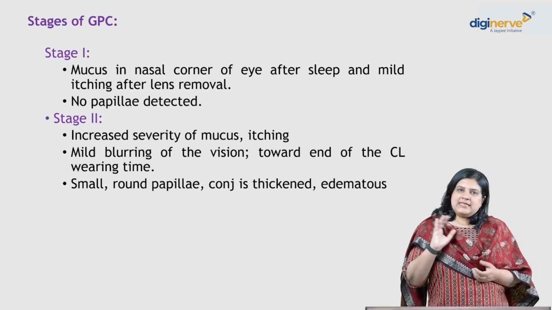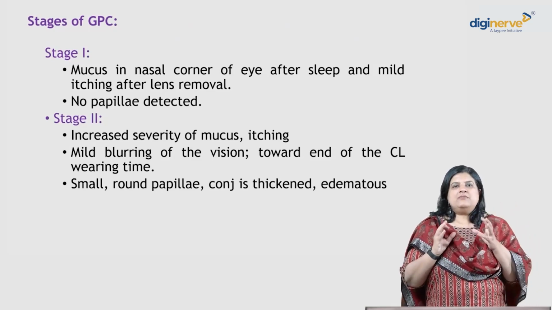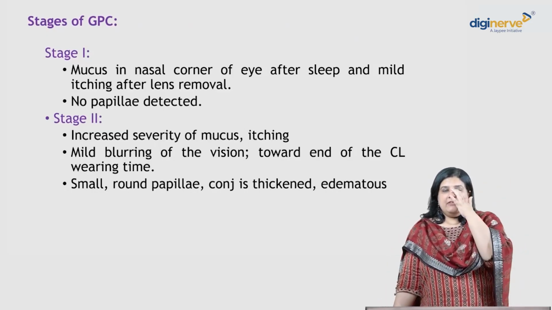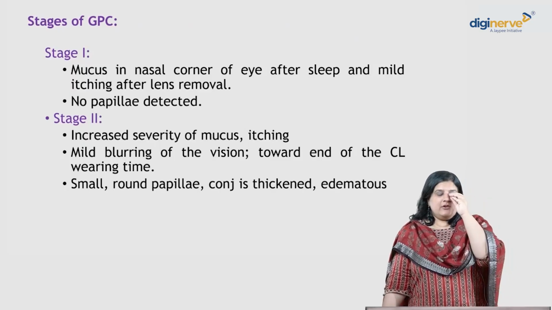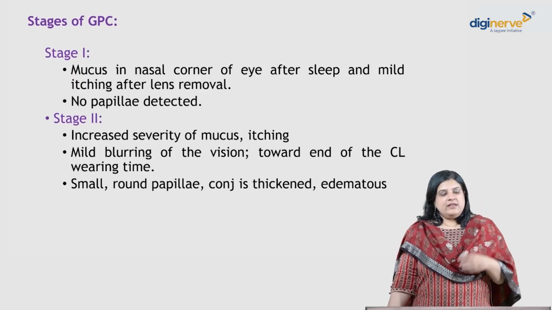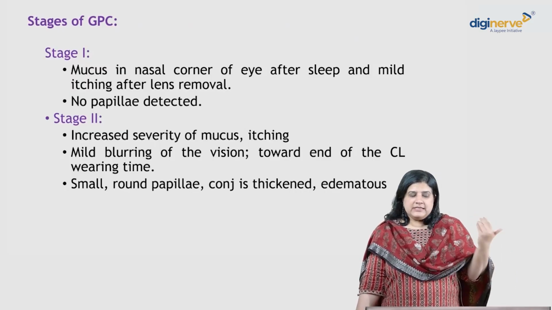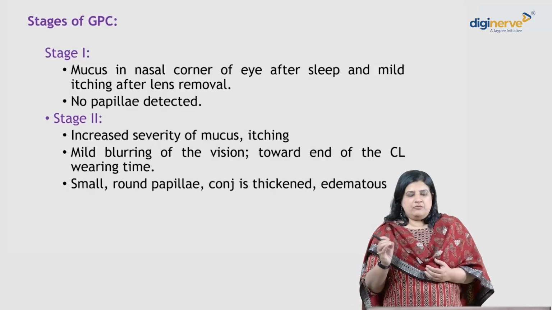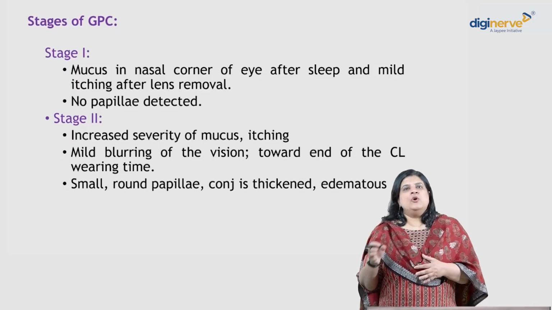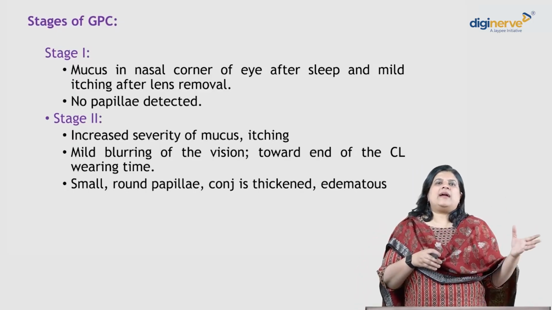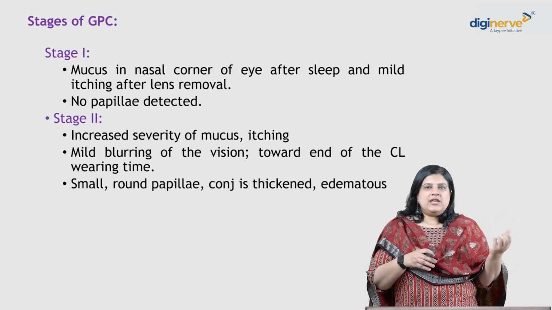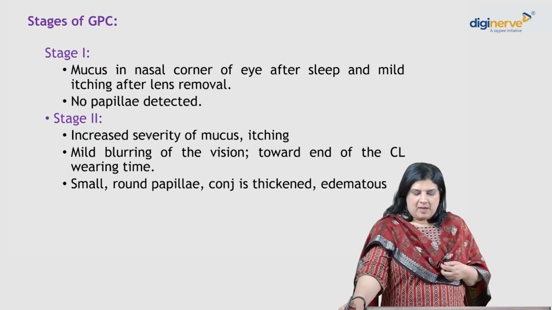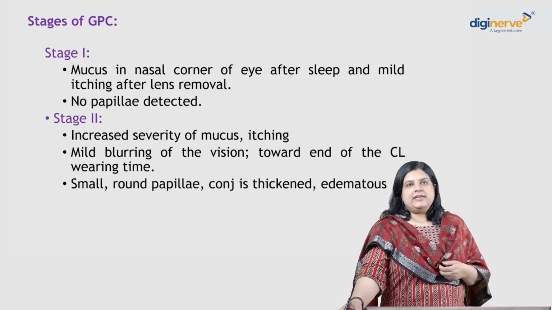Stage 1 will have no significant papillae, but there is quite a significant amount of mucus in the nasal corner of the eye. Once a patient wakes up, they will find in the morning that there's so much mucus sitting right there in the nasal corner. And there is mild itching after they remove their lenses. Stage 2, there is an increased severity of mucus and itching. There is also mild blurring of vision towards the end of contact lens wearing time. So when they come back from office and remove their contact lenses, they will feel more itchy and more blurring of vision. At this point of time, you will see small round papillae. The conjunctiva gets thickened and edematous.